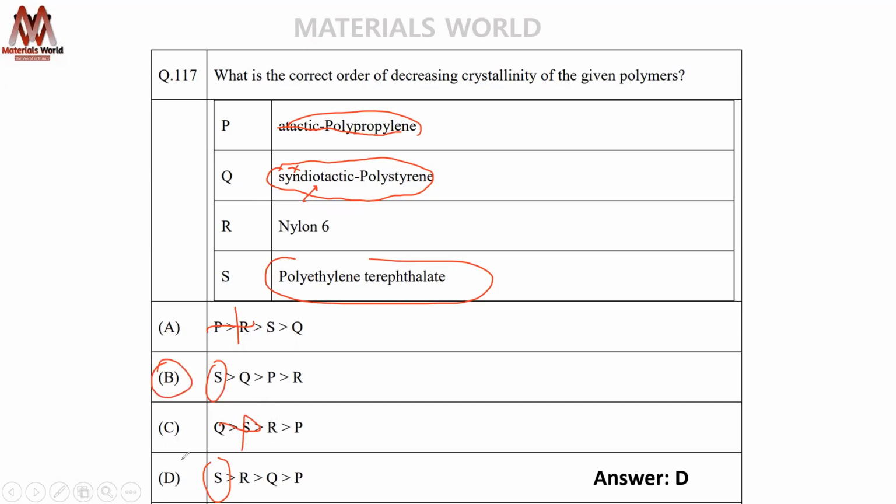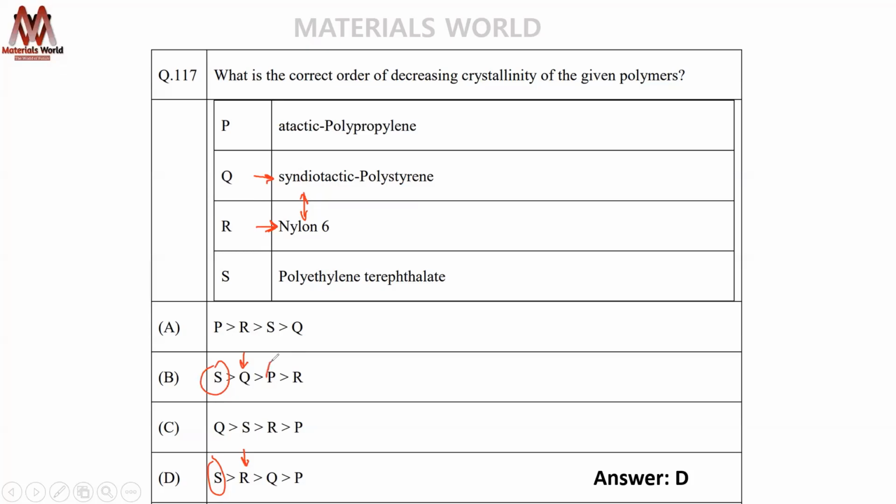Now your answer might be B and D. If you see carefully, S is highest. It's saying Q is higher in crystallinity in B and R is higher in crystallinity in D. That means nylon 6 is having higher crystallinity as compared to Q. Now it is debatable. You cannot conclude directly from here. But let's check the other option.